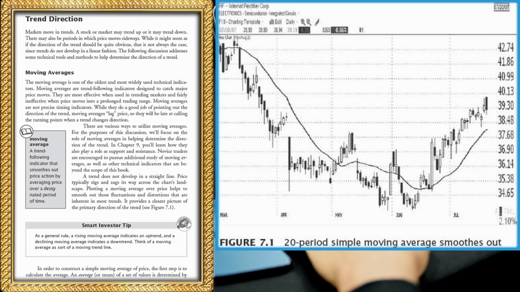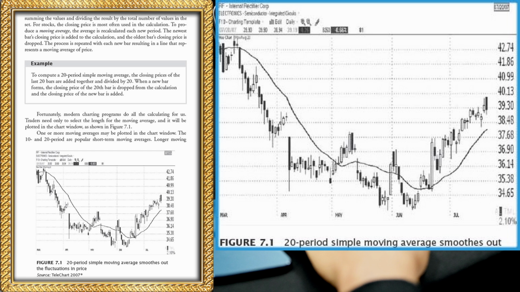In order to construct a simple moving average of price, the first step is to calculate the average. An average, or mean, of a set of values is determined by summing the values and dividing the result by the total number of values in the set. For stocks, the closing price is most often used in the calculation. To produce a moving average, the average is recalculated each new period. The newest bar's closing price is added to the calculation, and the oldest bar's closing price is dropped. The process is repeated, with each new bar resulting in a line that represents a moving average of price.